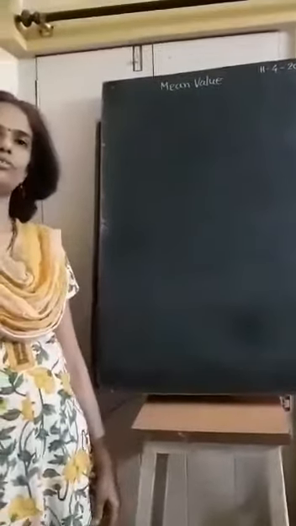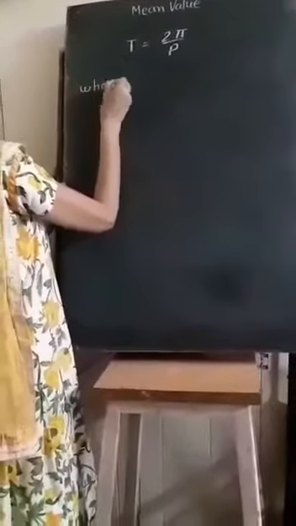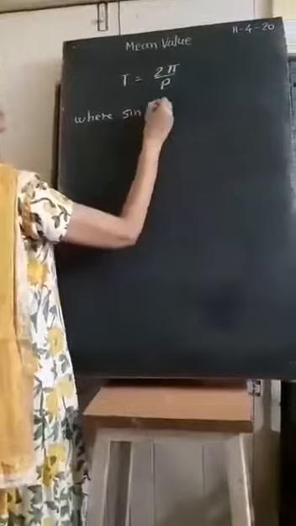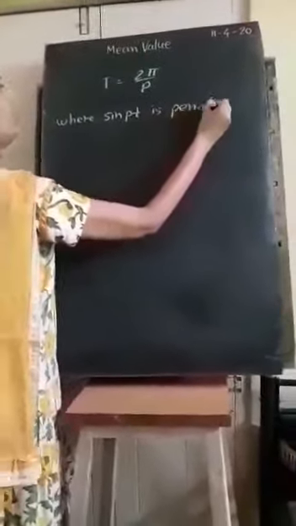Good afternoon, students. We will continue now with mean value. Now, instead of 1 upon b minus a integration a to b y dx, we will be having a modified formula for periodic functions. For that we need to find the period of the periodic function, the complete period. That will be calculated by 2 pi upon p, where sin pt is the periodic function.